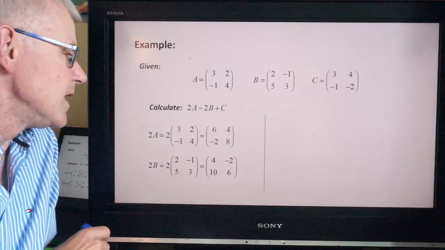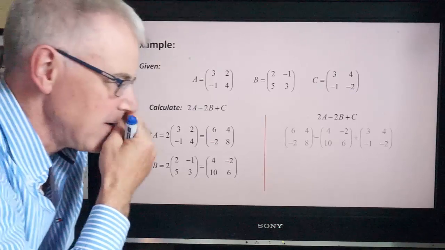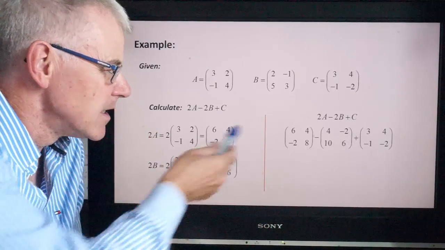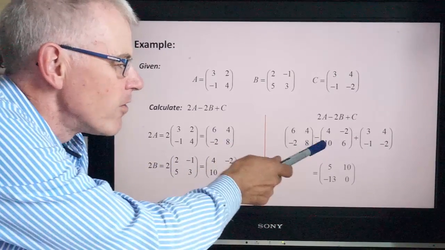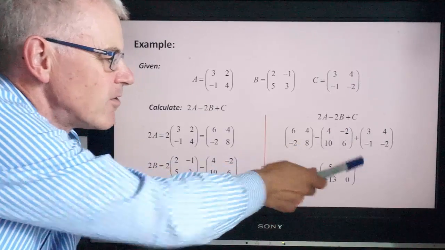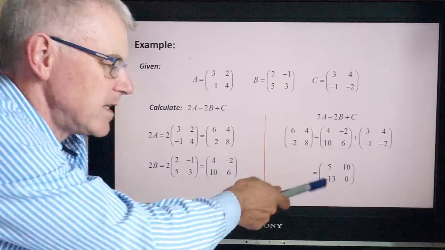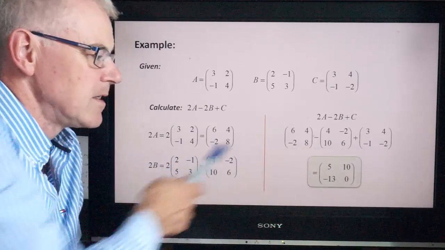And now we take 2B from 2A and we add C. So this involves adding and subtracting the corresponding elements. So 6 minus 4 is 2, and 2 and 3 is 5. 4 minus minus 2 is 6, and 6 and 4 is 10. Minus 2 minus 10 is minus 12, and minus 12 and minus 1 is minus 13. 8 minus 6 is 2, and 2 and minus 2 is 0.